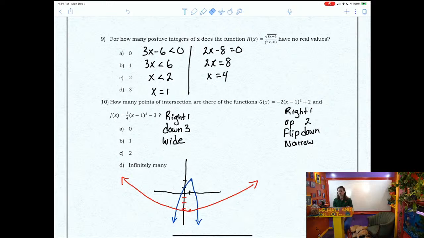In the denominator, any input of x that would produce 0 is going to produce a non-real value because we cannot divide by 0. So if we take 2x minus 8 and set it equal to 0, that will give us the input of x that will make that denominator 0. Adding 8, we get 2x is equal to 8, and dividing by 2, we get x is equal to positive 4. So positive 1 and positive 4 are two positive integers that will have no real values in the function h of x. And so the answer here is going to be C, which is 2.